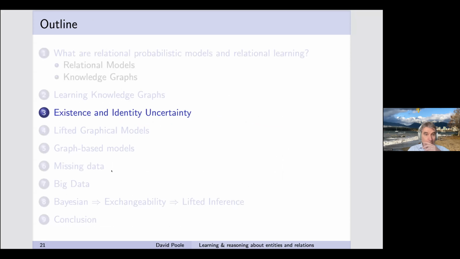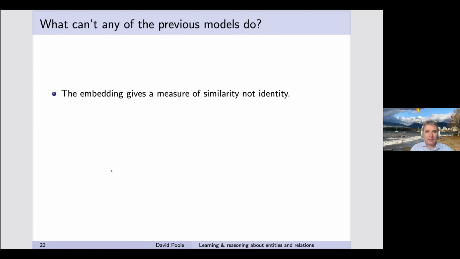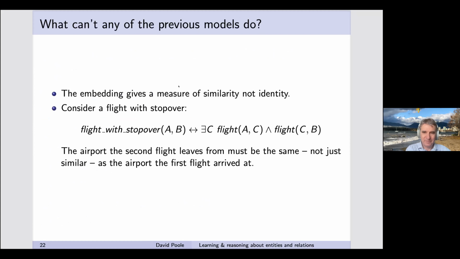All right. So now I'm going to talk about a few other issues, assumptions that people have made and that make good research problems. So what can't any of the previous models do? The thing is, embeddings give a measure of similarity. They don't give identity. But sometimes we need identity.